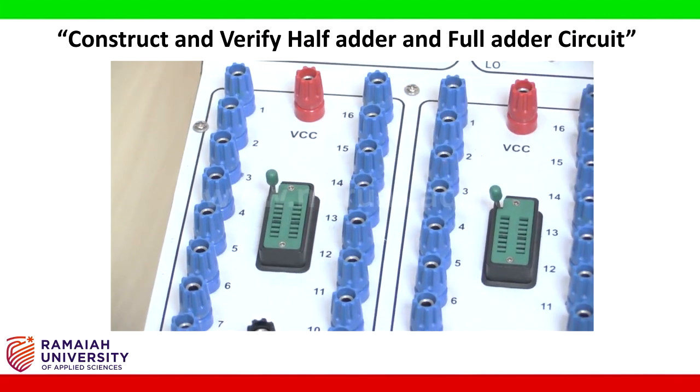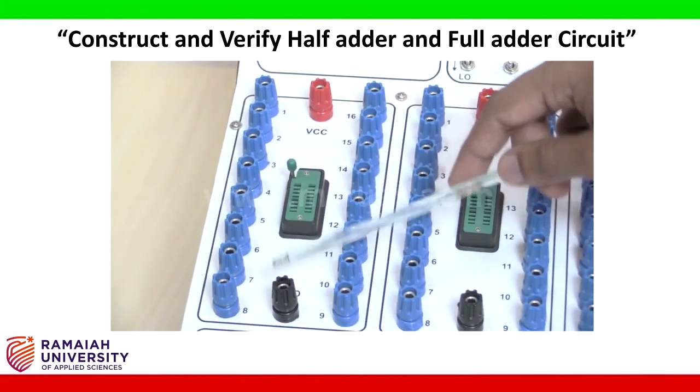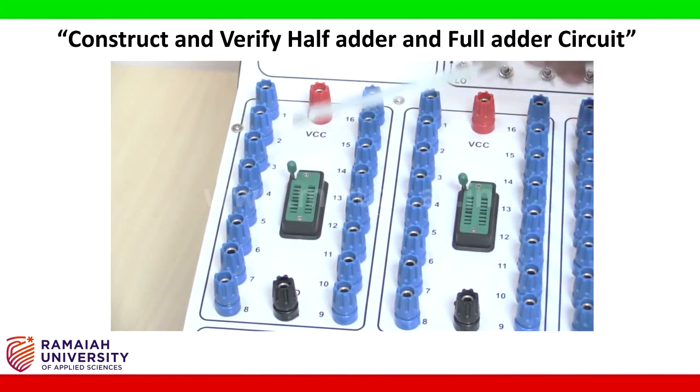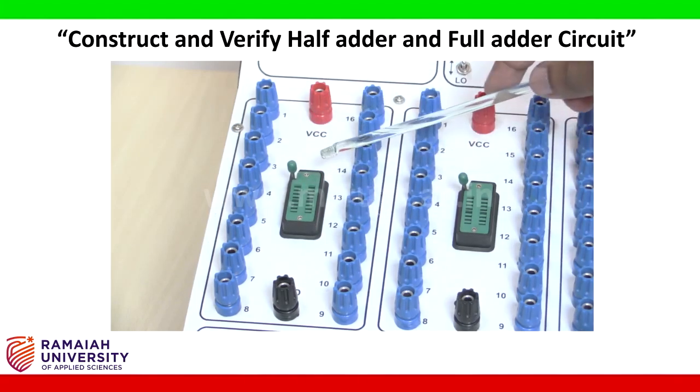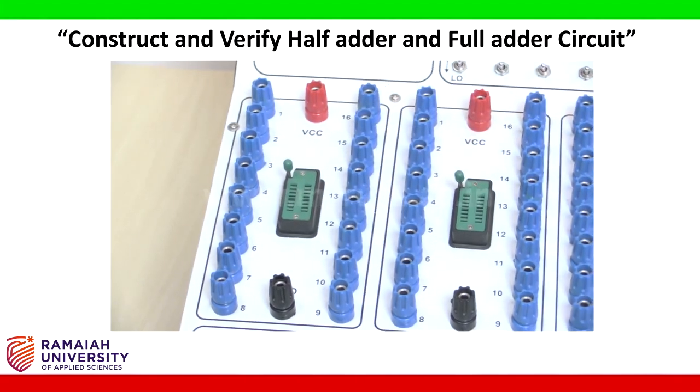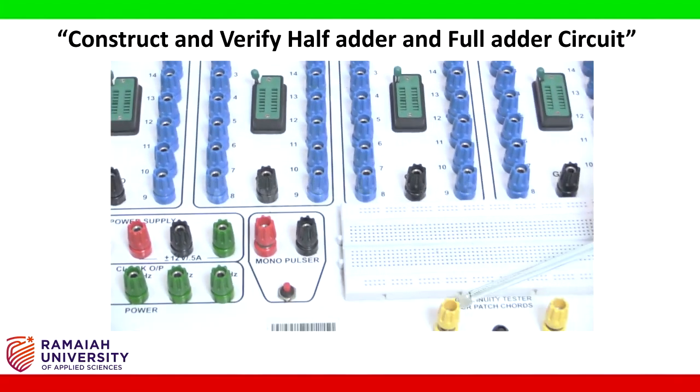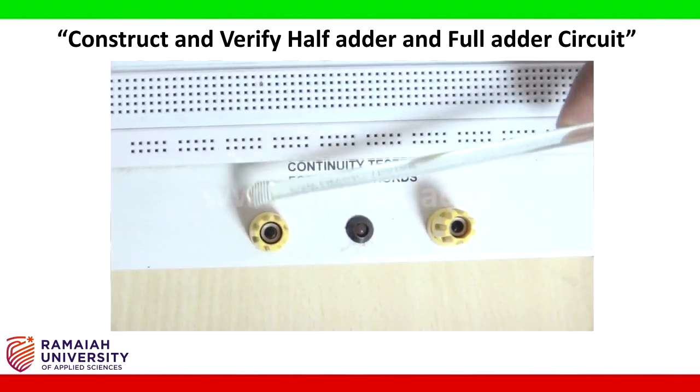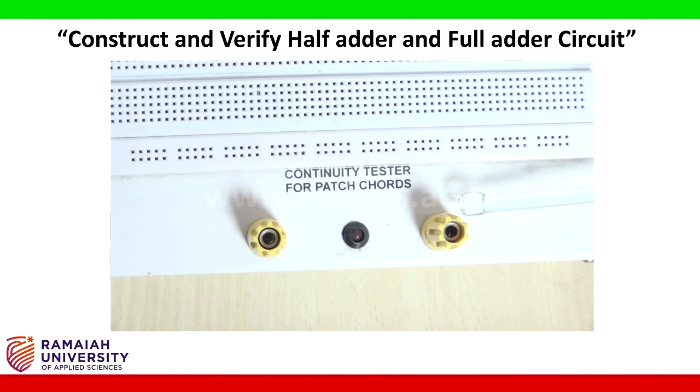And also you can see the red color knob and black color knob at every IC base which are used to power up the IC. And here at the bottom you can see two knobs which are there to check the continuity of the patch cords.